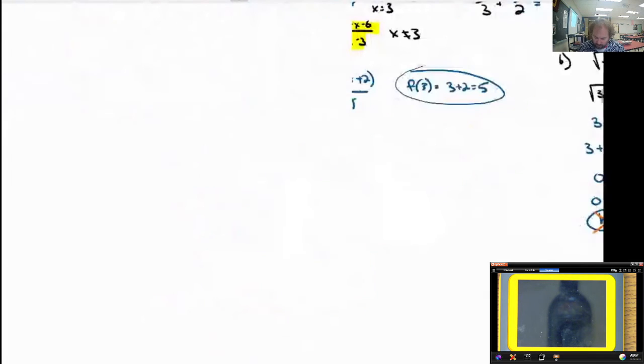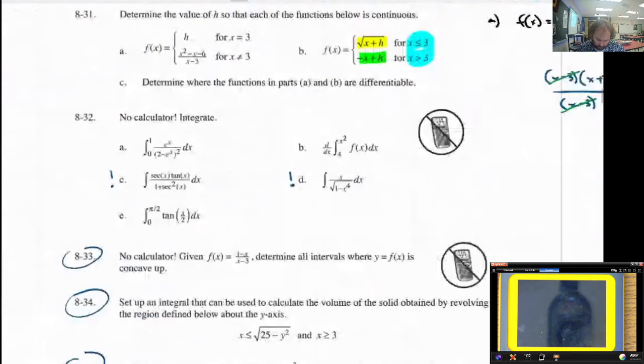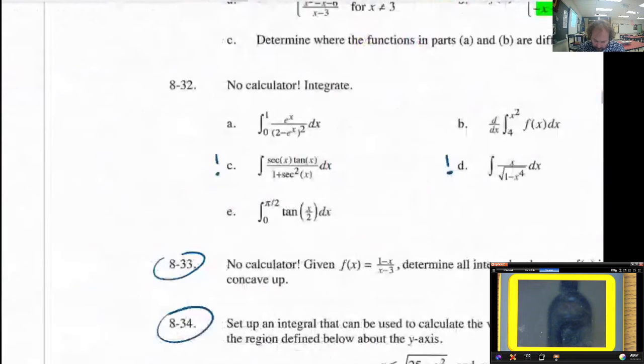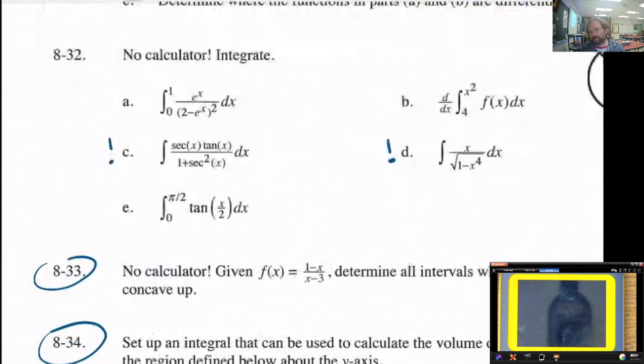I'm probably going to have to make this a 2-parter. That's all right. 832, we got no calculator integrate. I have marked C and D with exclamation points because these are ridiculous things. If you're really advanced in this class, if you're really vibing with everything that's happened, maybe you recognize what's happening in those problems, but we will talk about them, but I'm not going to require them, but they will be answered as part of this video. So for question A, with no calculator, we have to integrate that.